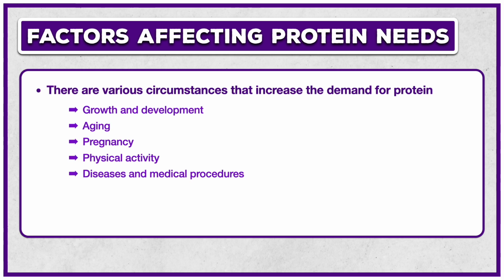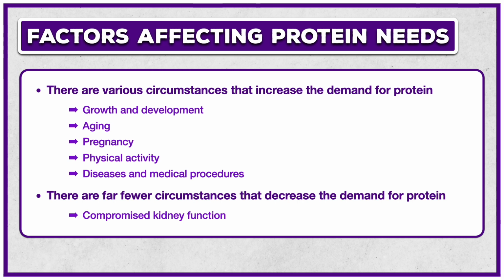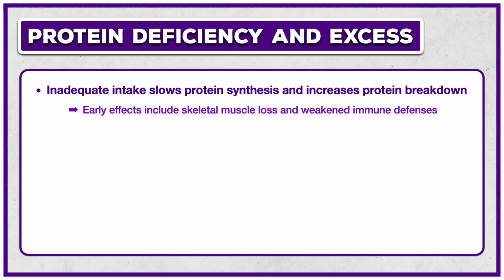First, there are various circumstances that increase the demand for protein. That includes growth and development, aging, pregnancy, physical activity, and numerous diseases and medical procedures. There are far fewer circumstances that decrease the demand for protein, but one is compromised kidney function, as the kidneys are responsible for handling the byproducts of protein metabolism in the body.